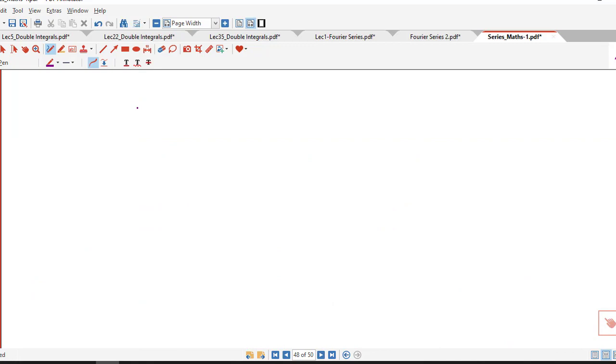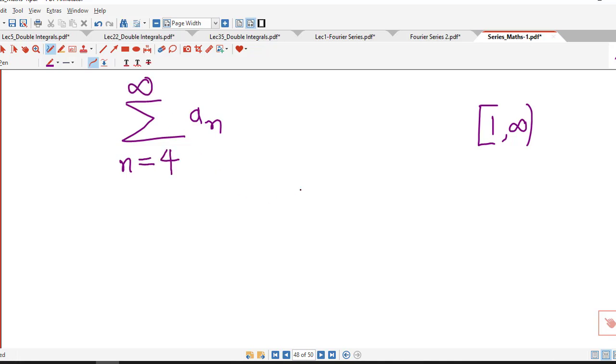Now to apply the integral test, it is not necessary that we start with n equal to 1. Suppose our series is given from, say, n equal to 4 to infinity, then in that case we can start with the integral from 4 to infinity, and we will check the convergence or divergence of the improper integral with limits from 4 to infinity.